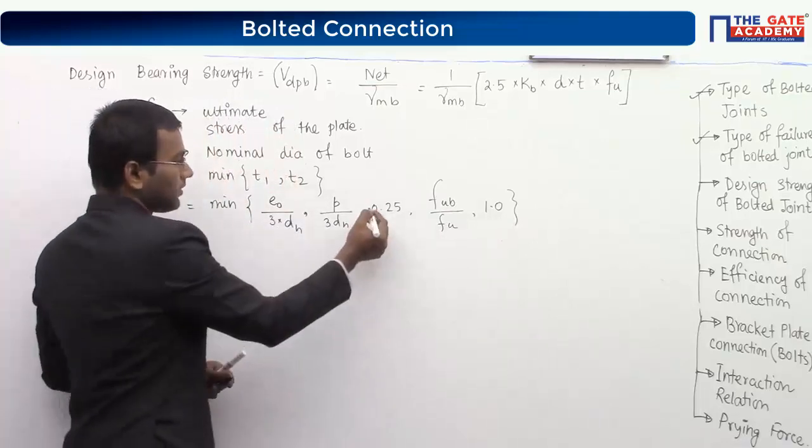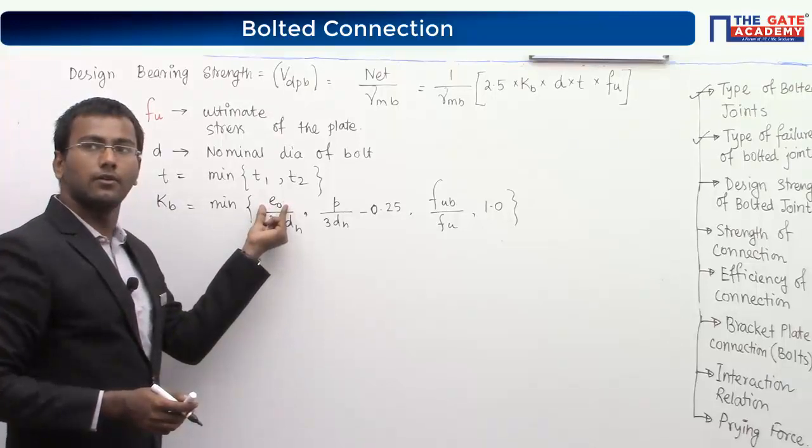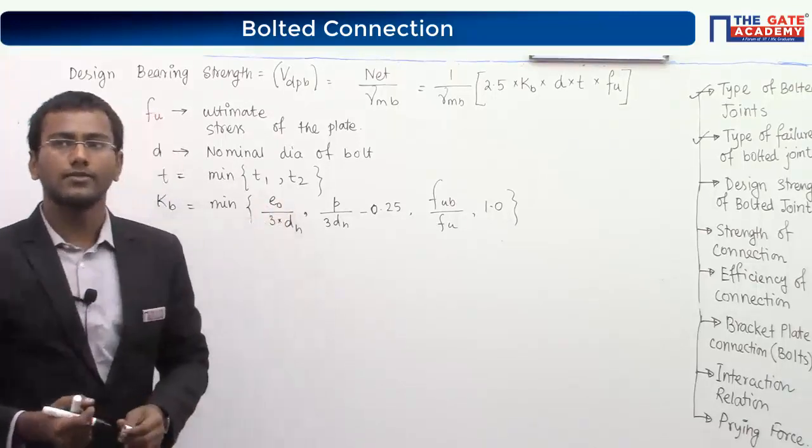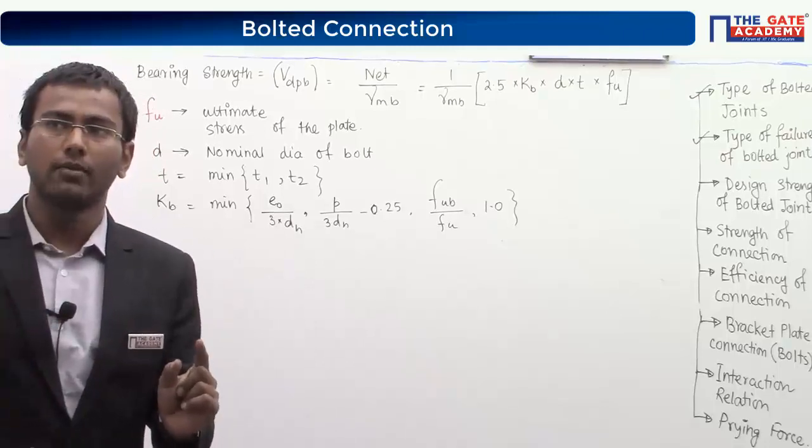So what is the meaning? This one is nothing but e0. e0 is nothing but the end distance. Fine. And the second one, dh. What is the meaning of dh? dh is nothing but the hole diameter.